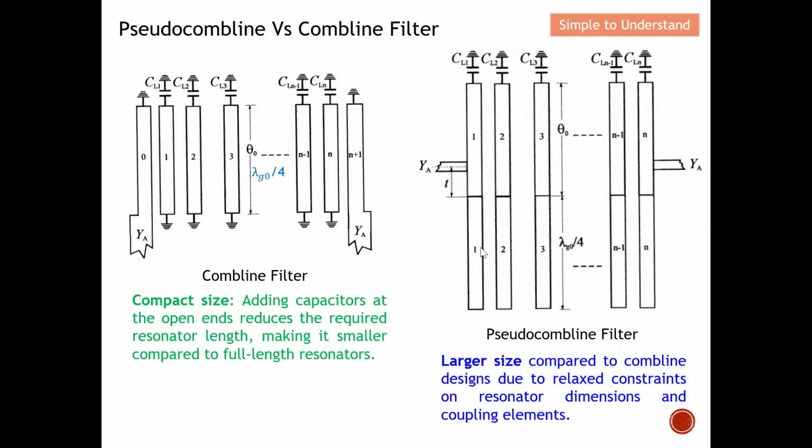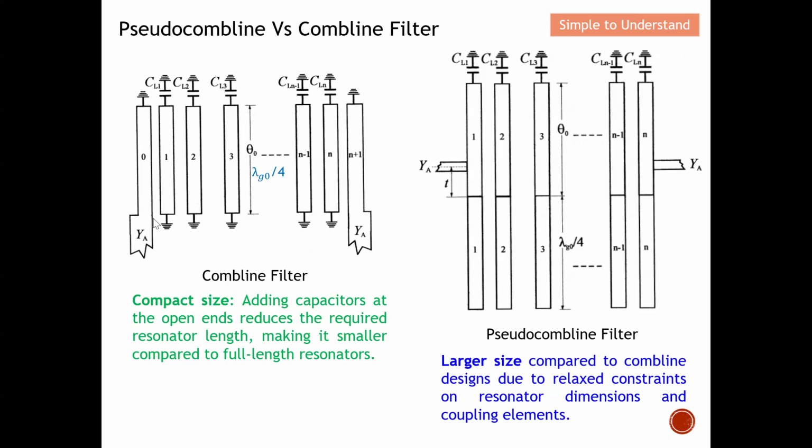And let's say we have some manufacturer deviation, some error. So instead of 0.16, let's say the error makes it 0.18, then the effect won't be so drastic. So this is the advantage of having this pseudo-combline filter as compared to the combline filter. However, the combline filter, firstly, is smaller and more compact.